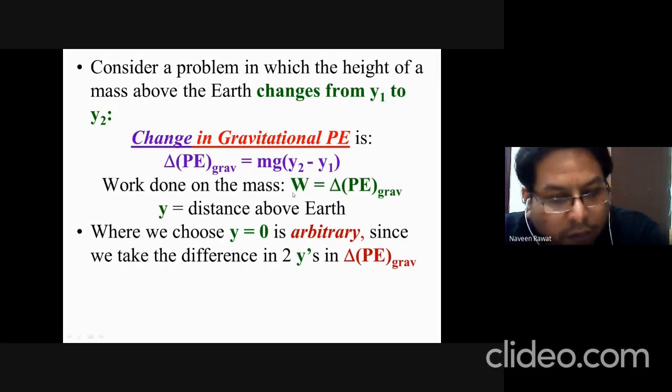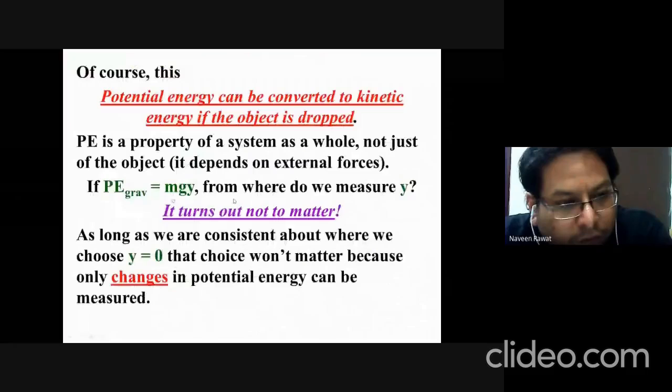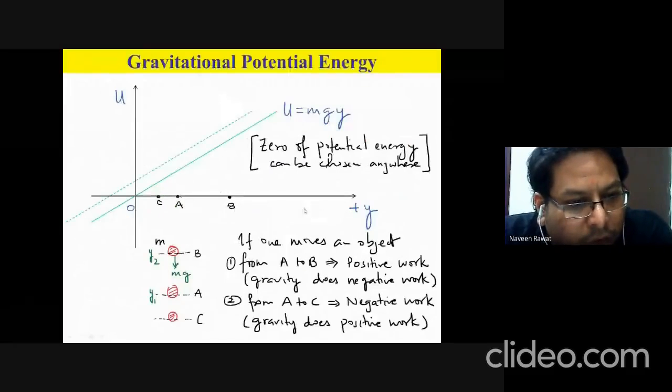Okay, so if you look at the graph of how U changes with this location y, you can see that it is a straight line, right?